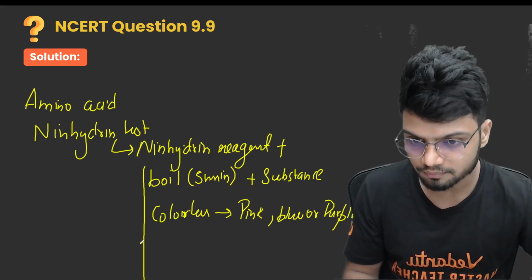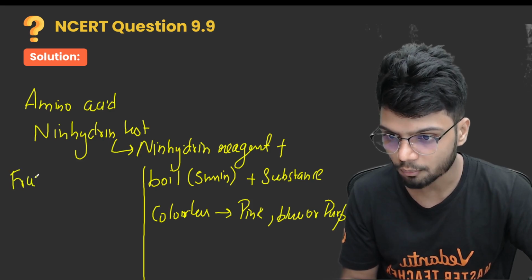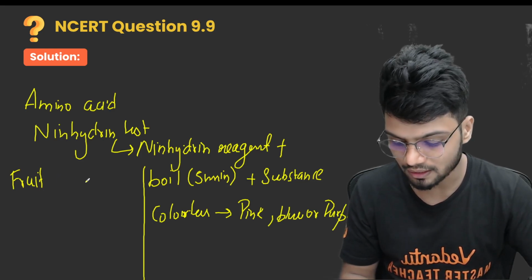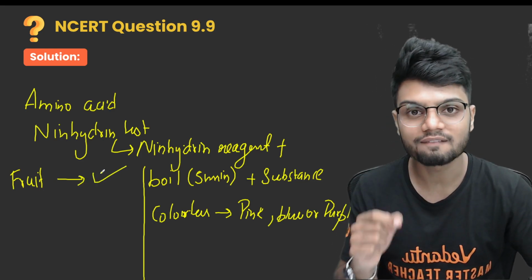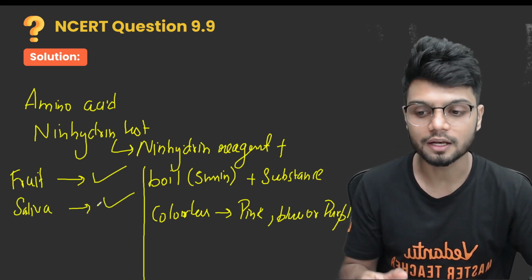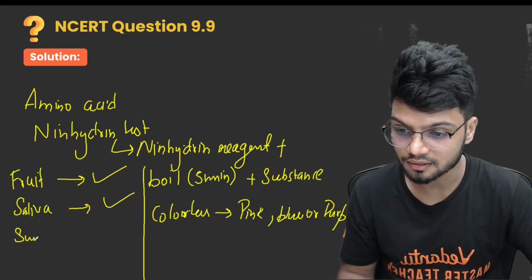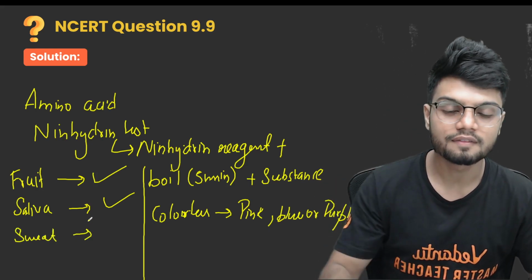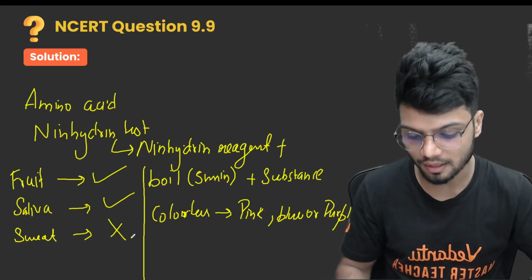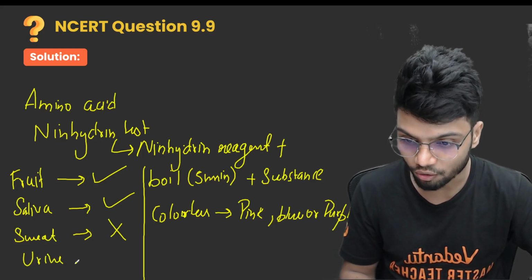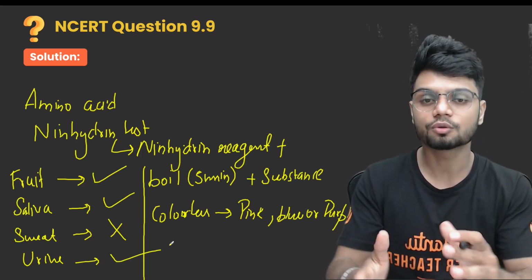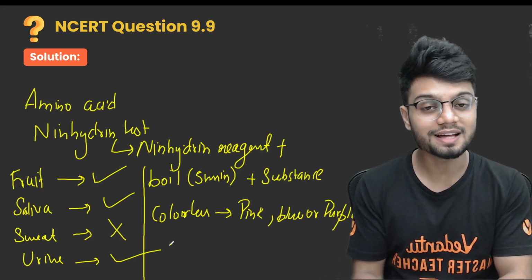Now let's look at the different substances. What about the fruits? Yes, I told you fruits are rich in protein, and hence the fruit juice will also have amino acids. What about saliva? Yes, the saliva also has amino acids. What about sweat? I mentioned earlier the sweat is mainly composed of water as well as salt, so sweat does not contain any type of amino acid. What about urine? Urine will also have amino acids. Unwanted, non-essential amino acids are removed out of the body through urine formation. That's the answer for this particular question.